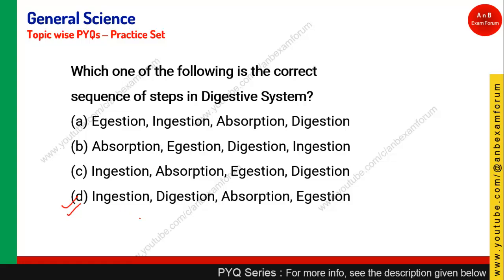First, you are taking the food inside your body. Afterward, it is going to be digested in the stomach. And further, it is going to be absorbed. And finally, it comes out through the excretory system through egestion. Okay. So option D, those who have given, they are right. Option D is the correct sequence of steps in the digestive system.